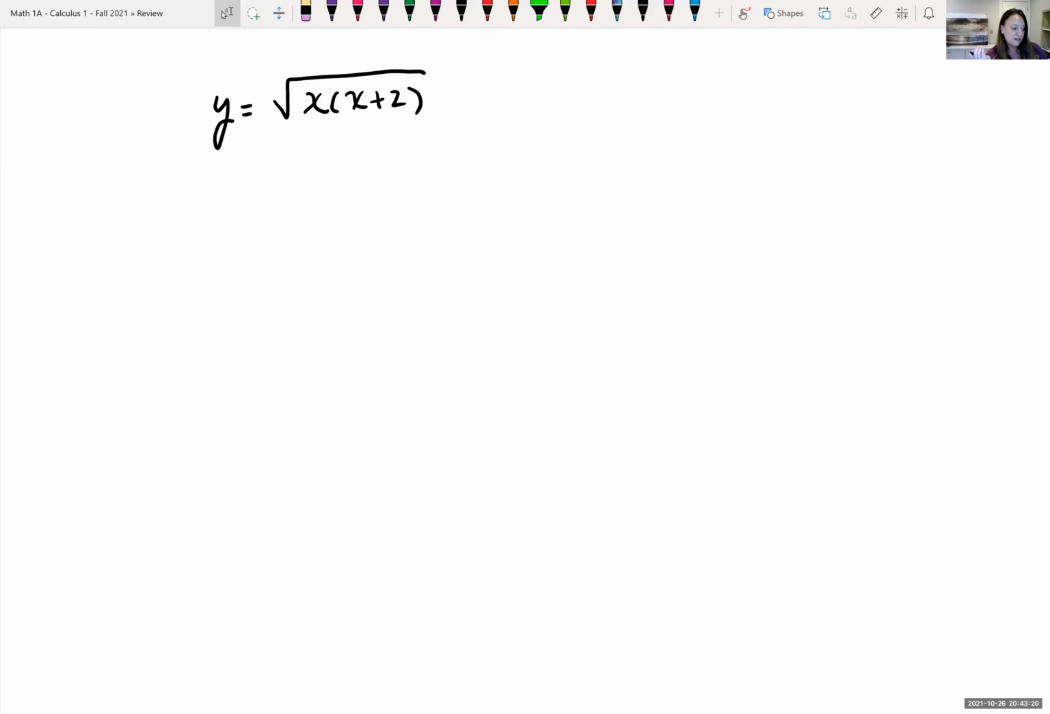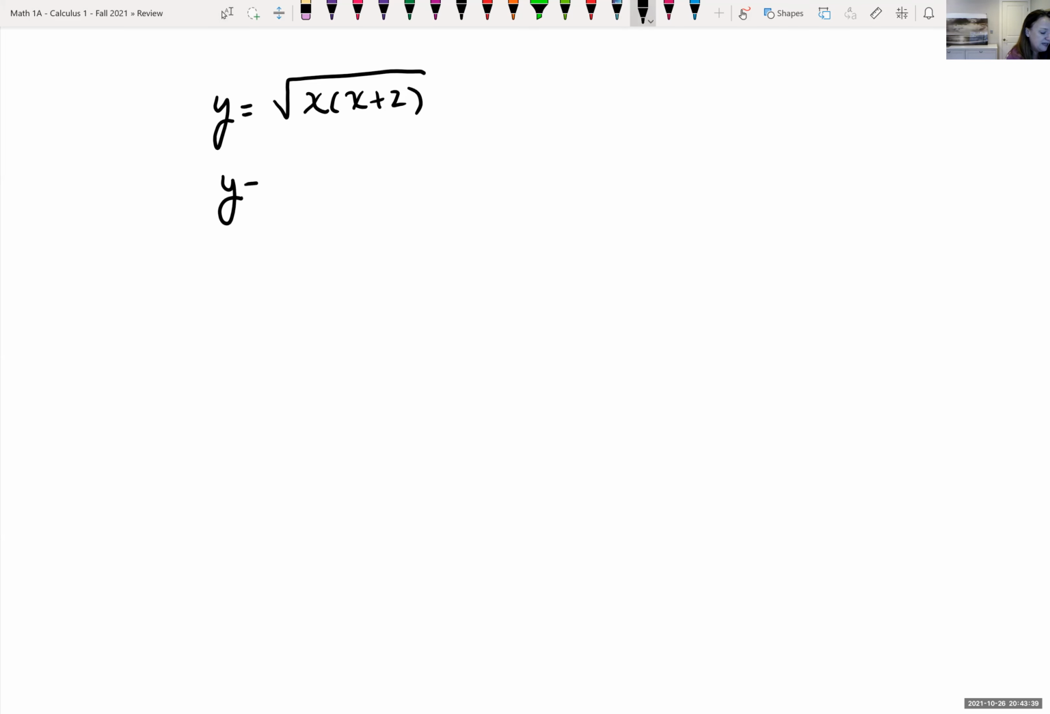So we want to find the derivative of y equals the square root of x times a quantity x plus 2. I notice that I want to rewrite this and then I'm going to have to use a chain rule. And if I just took the derivative of the inside right now, how it's written, I would have to use the product rule. So I prefer not to do that. And so let's rewrite this.